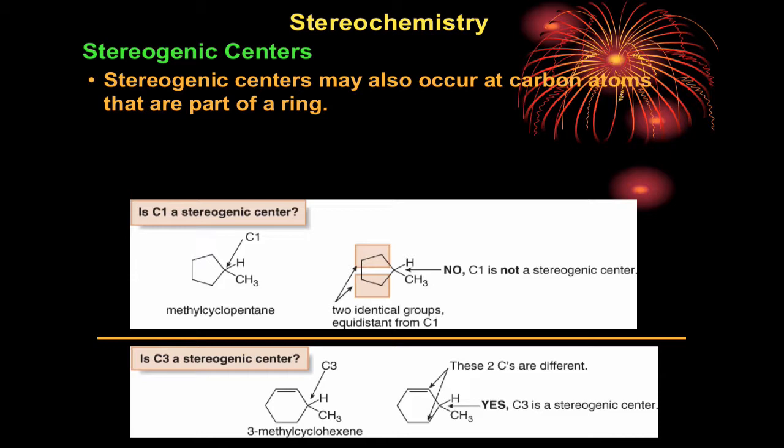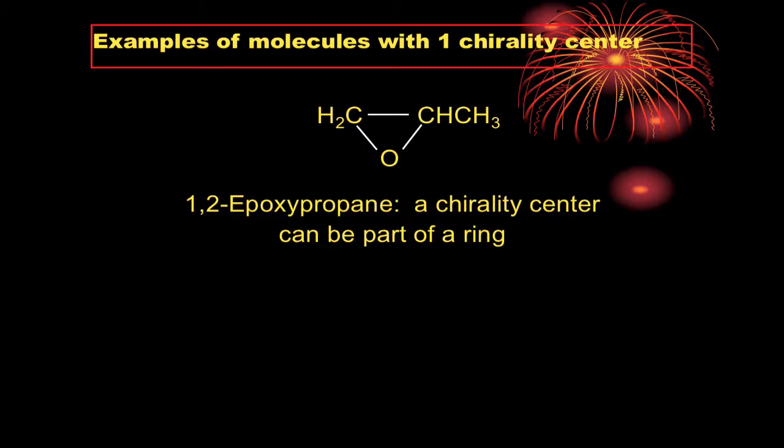Because this carbon's attached to a methyl group, it's attached to a methylene, which is a CH2, it's attached to a hydrogen, and then it's attached to an alkene carbon. Those are four different things. This carbon is a stereogenic center, okay?